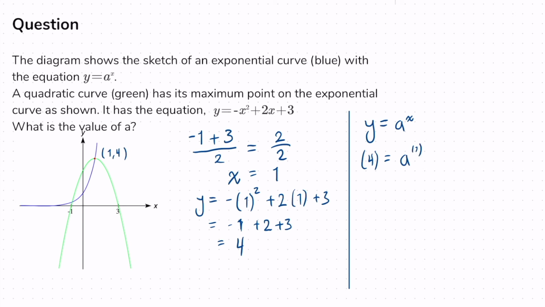And the nice thing about this, right, what number to the power of 1 equals 4? Well, it can only be 4. So the value of a is 4, and the exponential curve is y equals 4 to the x.